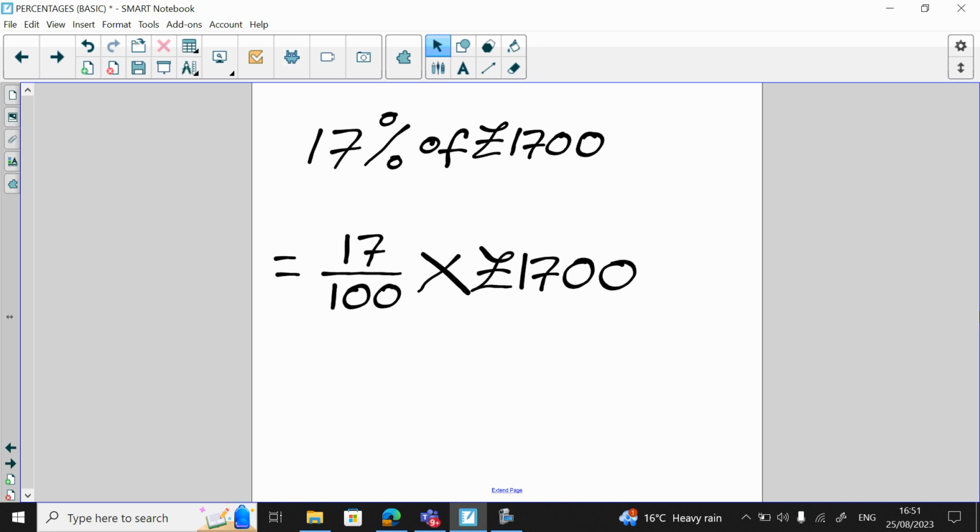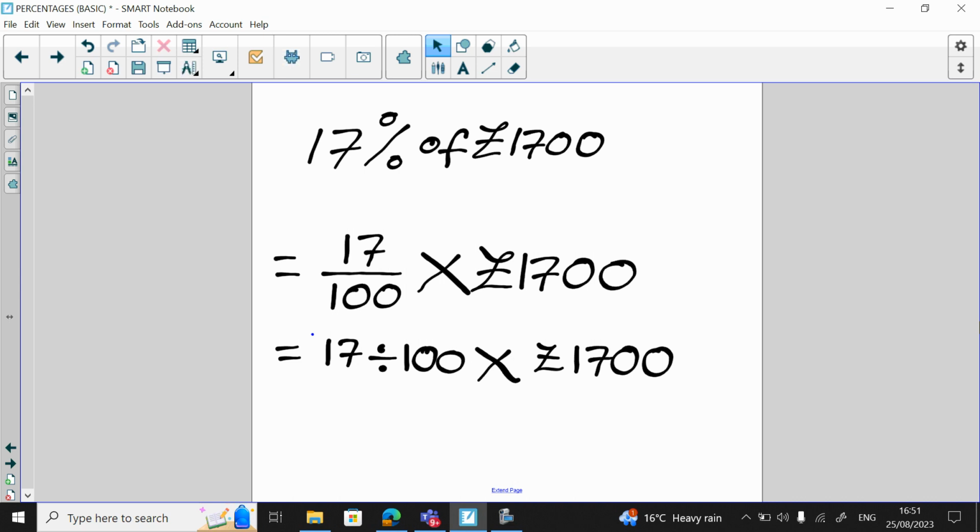I like to change the fraction, the 17 over 100, into what it actually means. So 17 over 100 really means 17 divided by 100. So that's what I'm going to do next: 17 divided by 100. Then the next thing I'm going to do is bring down the times and the amount that I'm trying to find a fraction of, a piece of. Right, that looks fine to me.